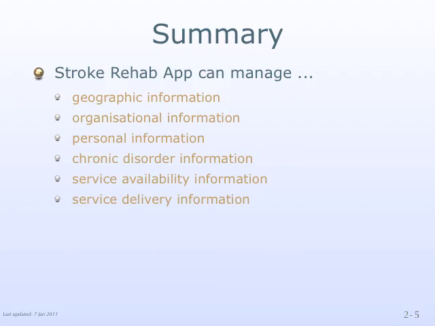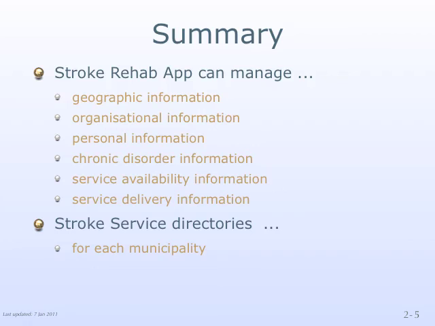This means that the central database that supports the Stroke Rehab App can be used to generate comprehensive stroke service directories for each municipality throughout Australia in either a hard copy form, as PDF files, as services websites, or as inbuilt location-specific directories in the Stroke Rehab App. These directories will be an invaluable source of information for both stroke survivors and stroke liaison officers.